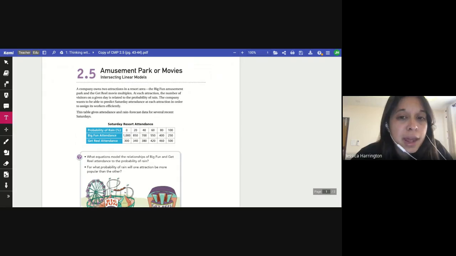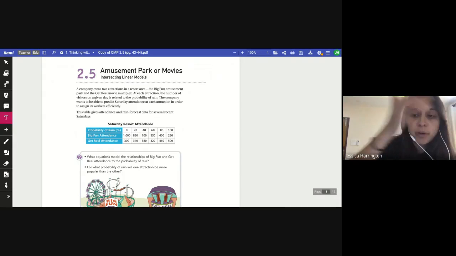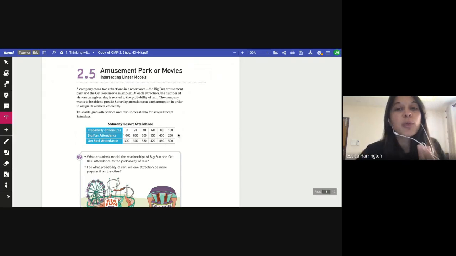If you know it's going to be a heavy storm out, you're not going to go pay a whole bunch of money to go to the amusement park. You'd go to the movie theaters. So we're going to graph this, and you're going to graph it on Desmos. The first thing you're going to do is go to desmos.com/calculator. So what I'm going to do is present my entire screen so you can see the website.